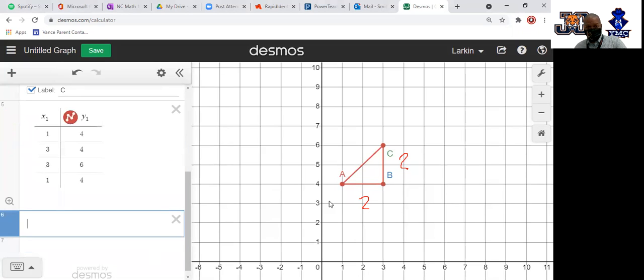In order to do that, we draw that imaginary triangle. So I'm going to draw a little imaginary triangle here on the outside. So here's my little imaginary triangle.